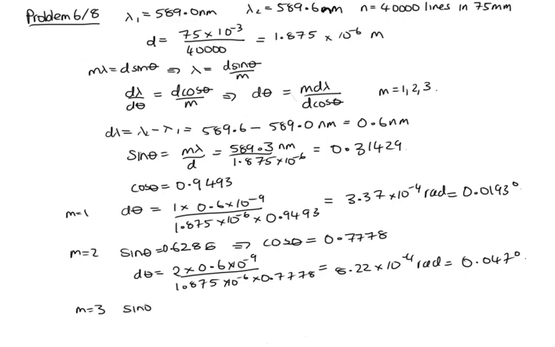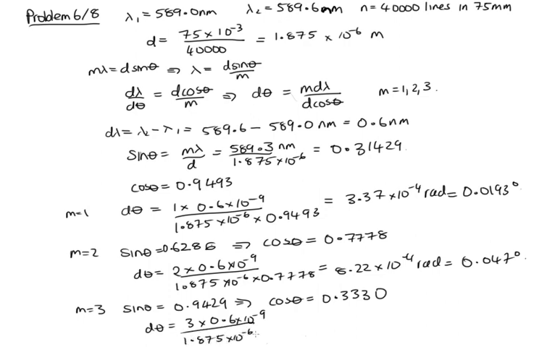And finally, m equals 3. So in this case, sine theta is equal to 3 times lambda over d. And so it is equal to 0.9429. And so cos theta is equal to 0.3330. And then d theta is going to be 3 times 0.6 times 10 to the minus 9 over 1.875 times 10 to the minus 6 times 0.3330. And solving that, we end up with 2.88 times 10 to the minus 3 radians, which is equal to 0.165 degrees. Okay, so that's how we solved that problem.